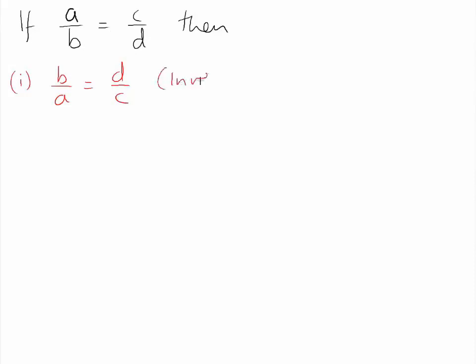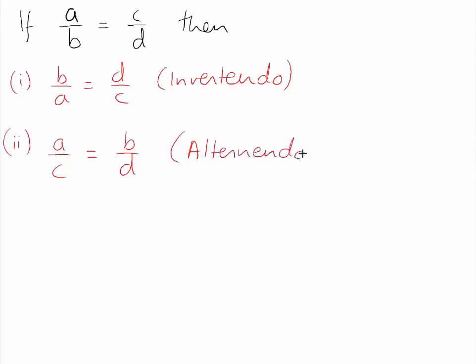Next is if A by B equals C by D, then we can say B by A equals D by C. So here we took reciprocal of A by B and C by D. So if this is true, this will also be true, and this process is called invertendo. Next is alternando. So here B and C are swapped. So if this is true, this is also true.